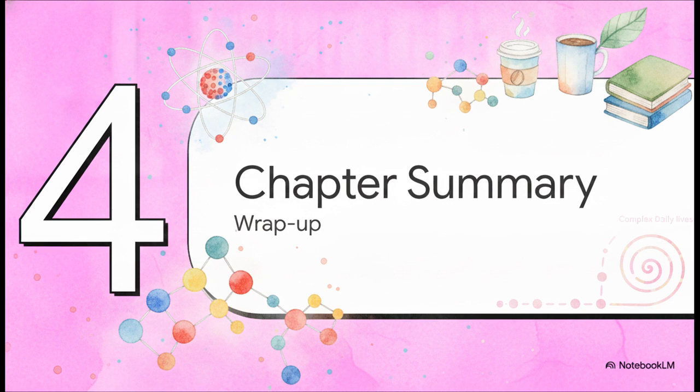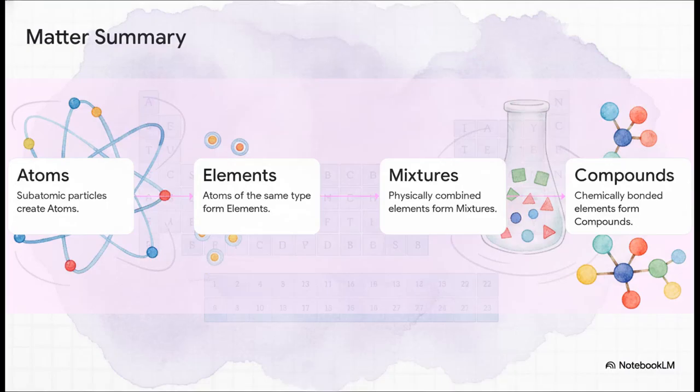Let's wrap this up with a quick chapter summary. We've gone all the way from invisible microscopic particles right up to the stuff we interact with daily. Here is the exact sequence to lock into your memory. Step 1, subatomic particles, protons, neutrons, and electrons build atoms. Step 2, when you have a bunch of the exact same atoms, you've got an element, neatly organized on the periodic table. Step 3, mix different elements together physically, and you get a mixture. Step 4, when those elements form strong chemical bonds, they transform into an entirely new compound.